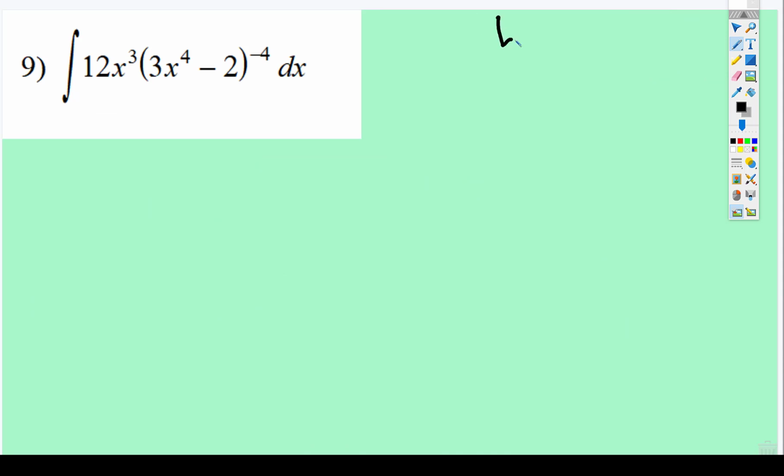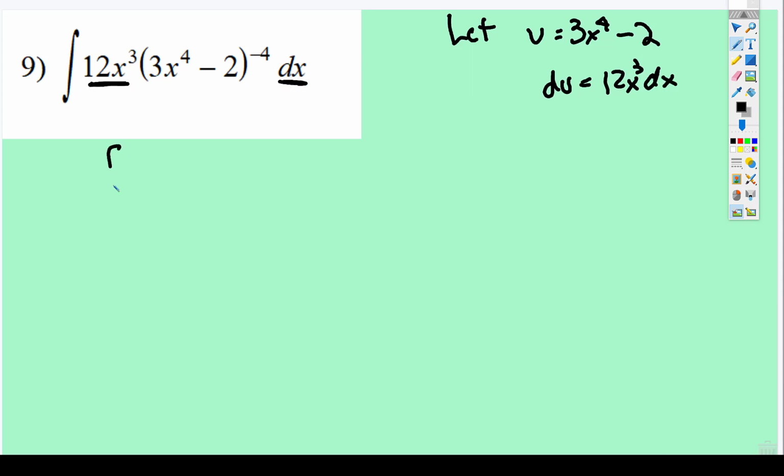All right, we're going to let u be inside the parentheses, 3x to the fourth, subtract 2. Whoops, I left off the letter u. So u is equal, so du, the derivative of 3x to the fourth, is 12x cubed dx. There's our 12x cubed dx. So uppercase F of x is equal, well, now we have u to the negative fourth du, because remember, all of this stuff is equal to du.